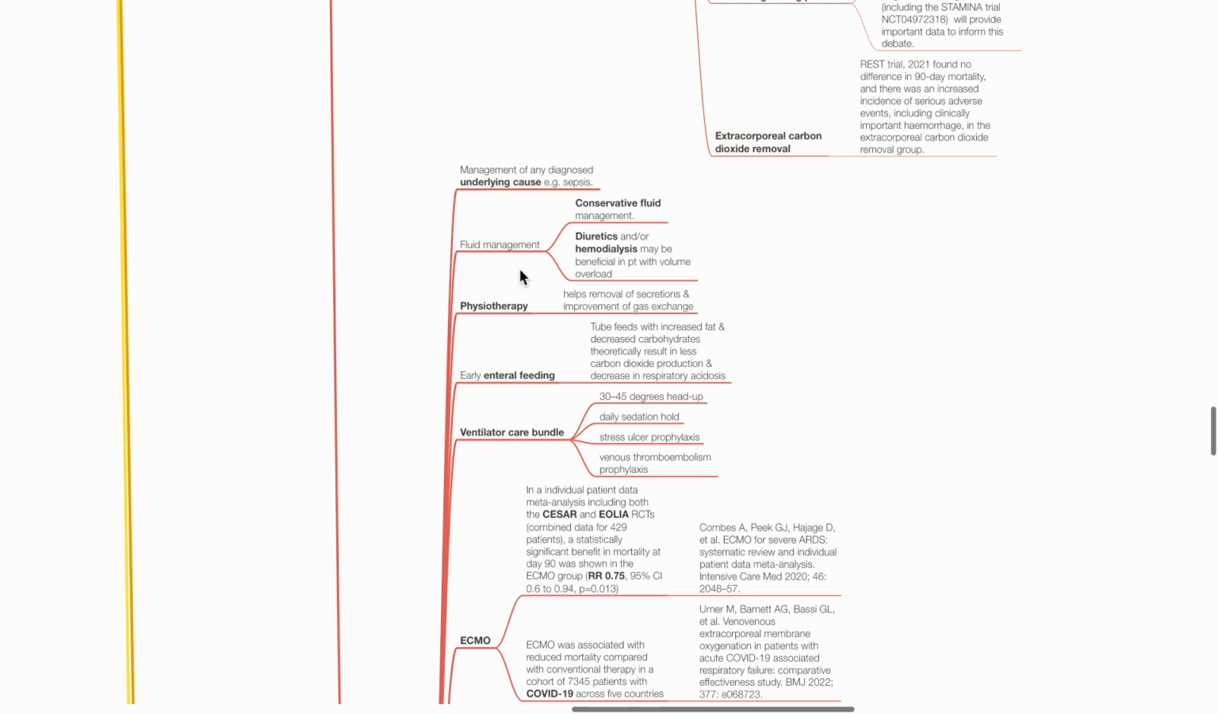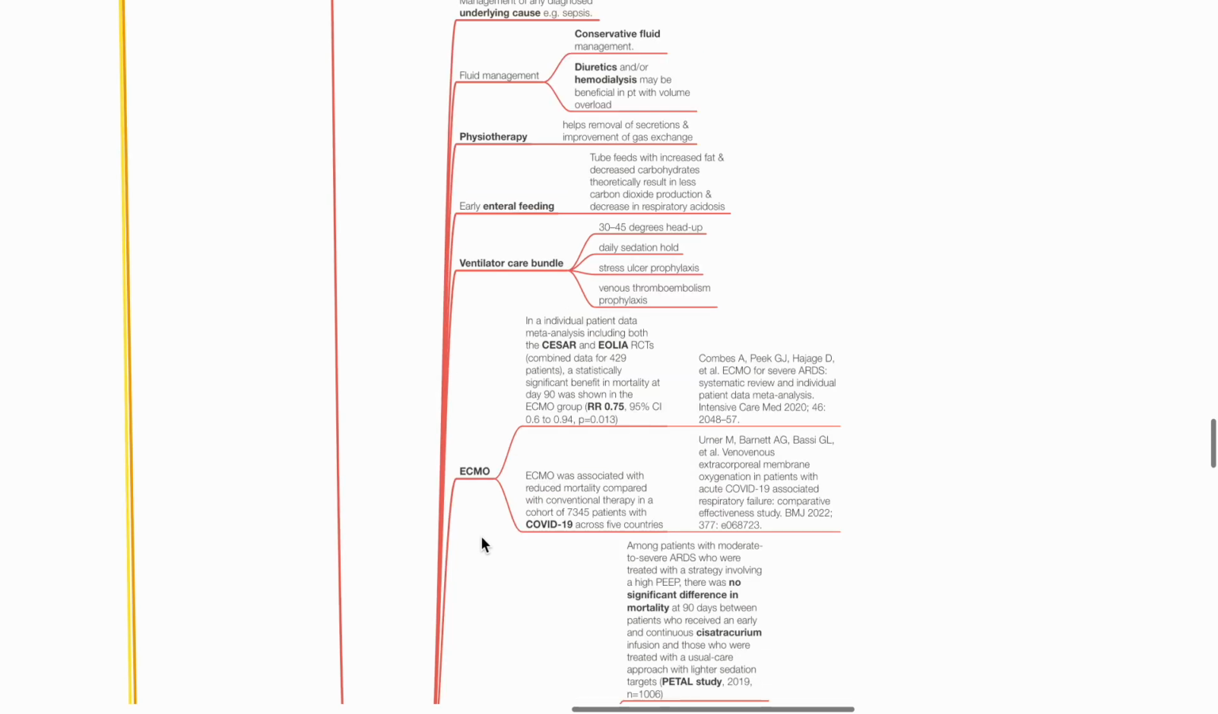overload, physiotherapy to help remove secretions and improve gas exchange, early enteral feeding, and ventilatory care bundle, such as 30 to 45 degrees head-up positioning, daily sedation hold, stress ulcer prophylaxis, and venous thromboembolism prophylaxis, ECMO in selected patients.